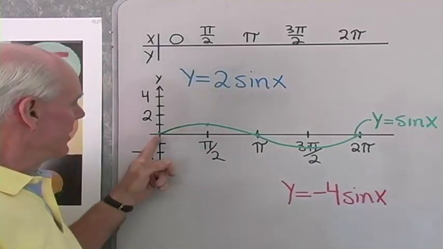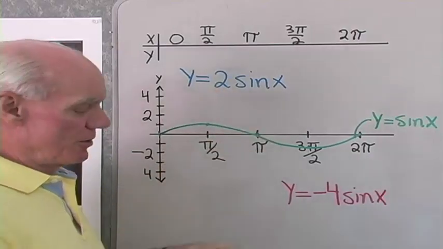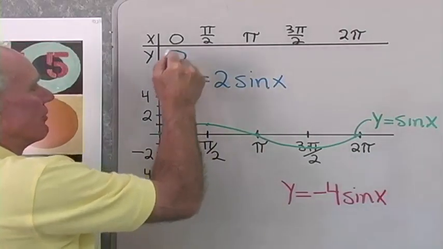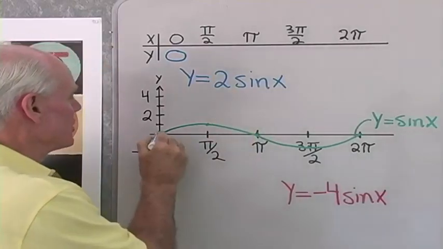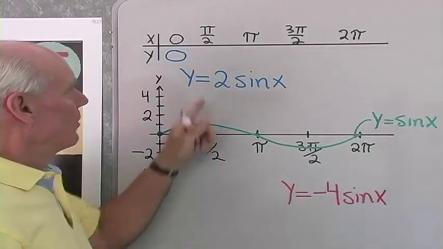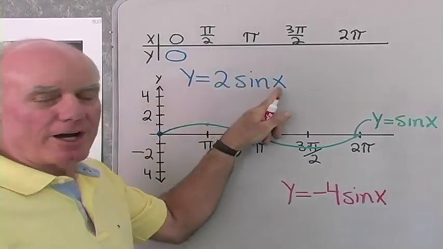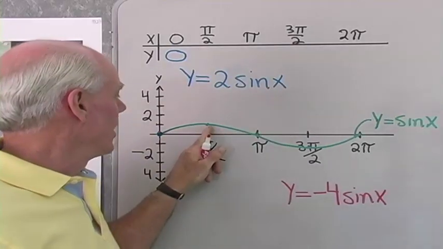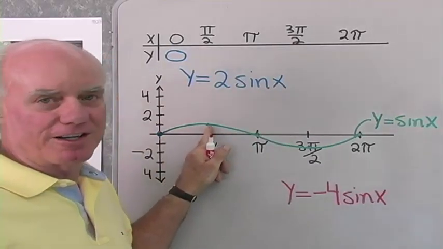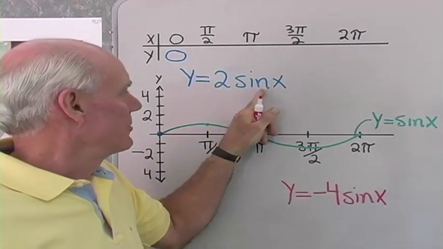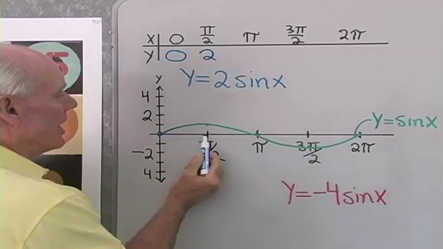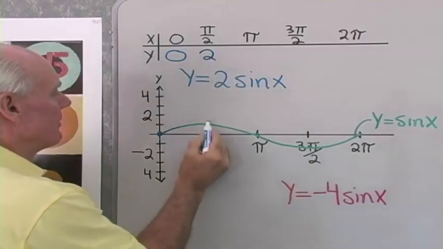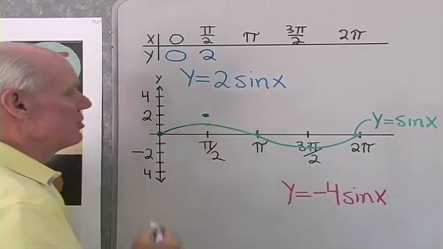I know that. I can see it right here on the graph. 2 times 0 is 0, so I end up with just 0 for y. So this graph, y equals 2 sine x, is going to go through this point on the x-axis. When I put in pi over 2 for x, the sine of pi over 2 is 1. I can see that from this graph right here. So the sine of pi over 2 is 1 times 2 is going to give me 2. So when x is pi over 2, this blue graph is going to be up here at 2.